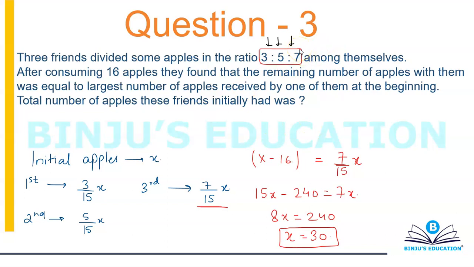I have something which I have divided into 15 parts: 3 plus 5 plus 7, that's 15 parts. I have given 3 parts to A, the first person, 5 parts to B, the second person, and 7 parts to C, the third person. Thereby I got that ratio: 3 by 15 into x, 5 by 15 into x, and 7 by 15 into x. That's how I got that.